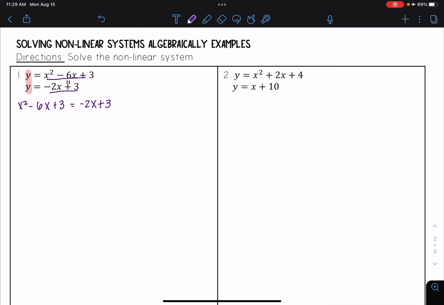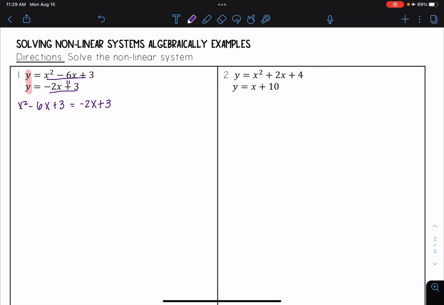But if you recall from the previous video when we're solving it with graphs, my solutions are ordered pairs. And so when we find our x values, we're going to have to plug it in to find our corresponding y values so that we can get those points. But we'll get to that. First, I want to solve this quadratic.